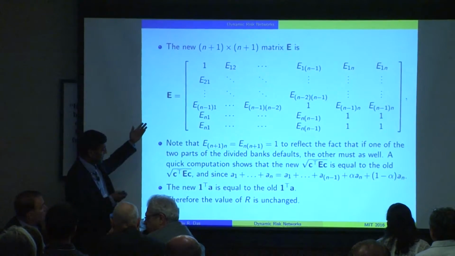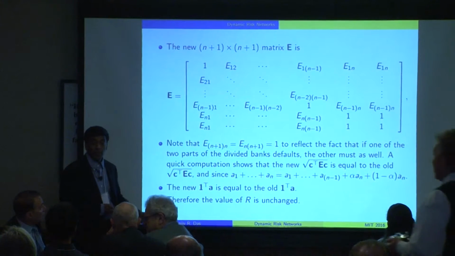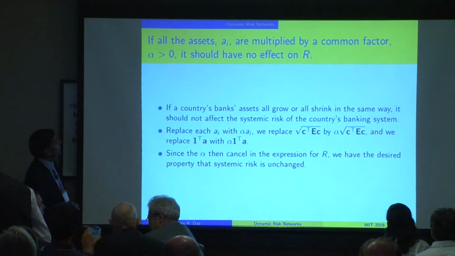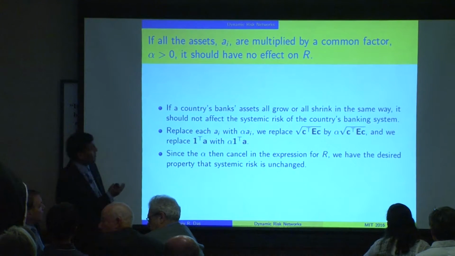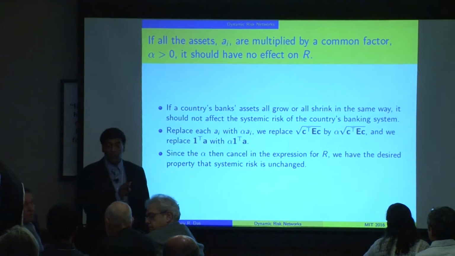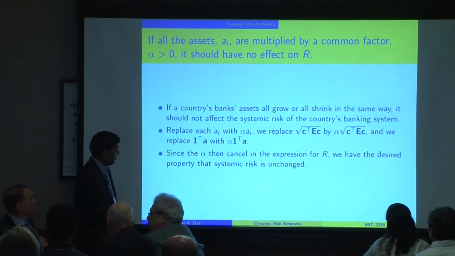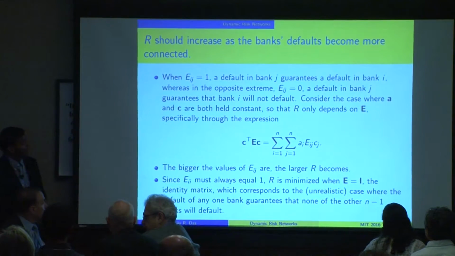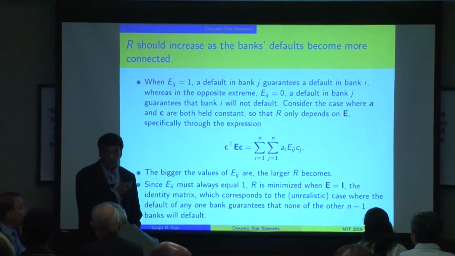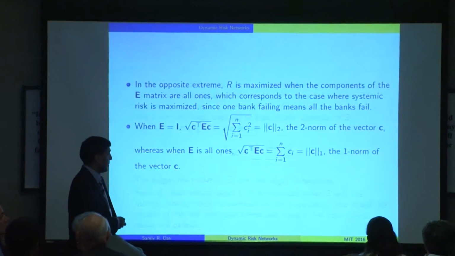Okay, you can prove that, so I won't go into this. I figured I'm at MIT, I should at least have a few equations up. But it's a pretty easy proof. The second thing is, if all the assets A are multiplied by a common factor, it should not have an effect on R as well. And that also is an easy proof. The third property is, as the banks become more connected, systemic risk should increase. That's also easy to show.